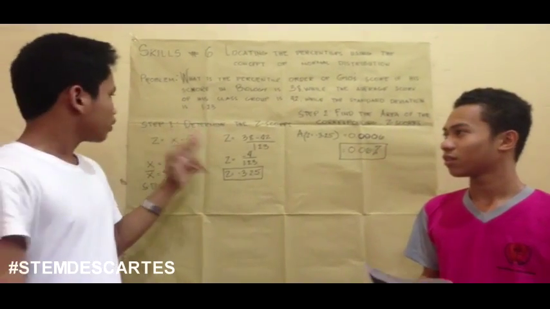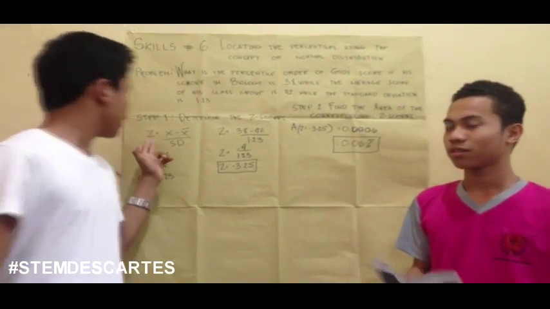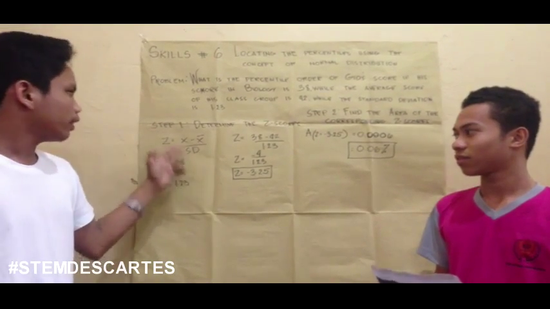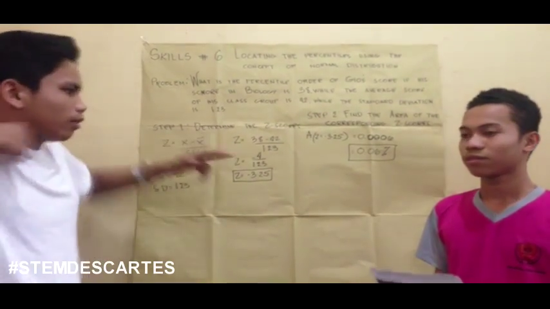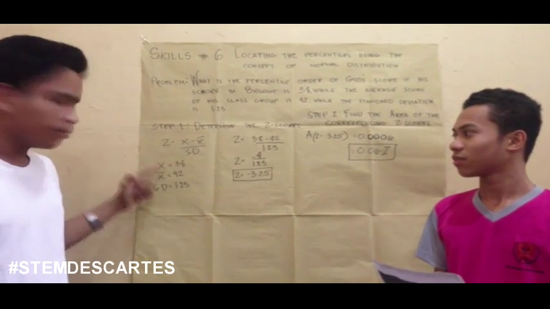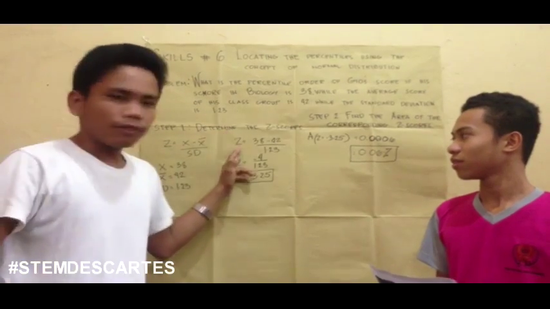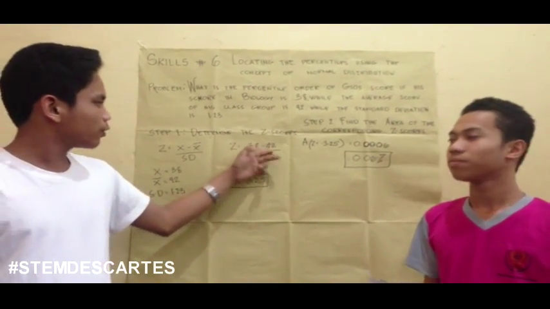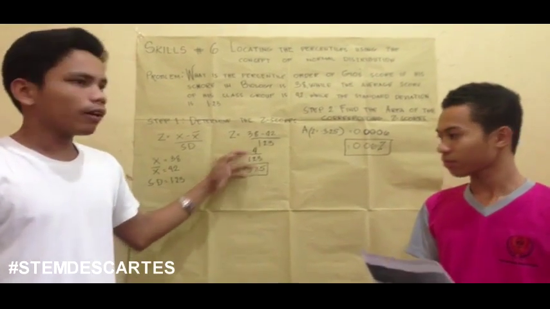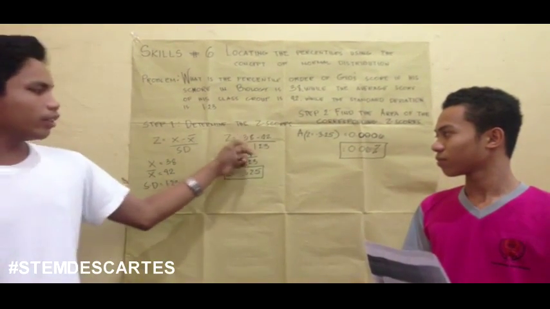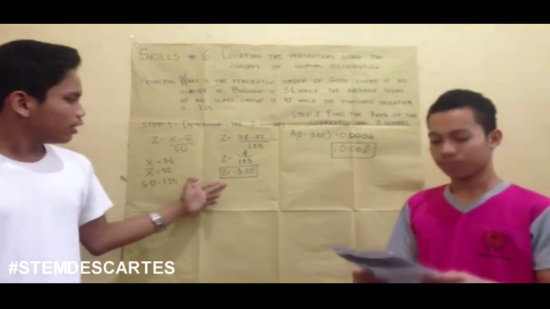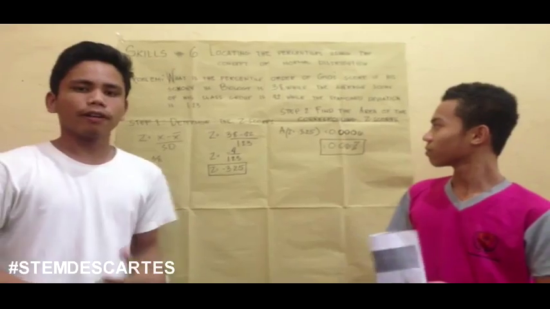To find the z-score, we will use the formula z equals x minus mean over standard deviation. We will substitute the values of x, mean, and standard deviation. First, z equals 38 minus 42 over 1.23. Z equals negative 4 over 1.23 because 38 minus 42 equals negative 4. And when we divide this, z equals negative 3.25.